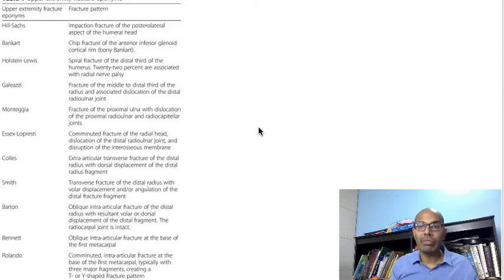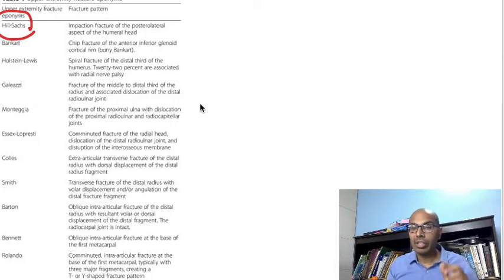There are multiple named fractures throughout the body, but let's go through some of the named fractures of the upper extremity. We will catch up with the named fractures of the lower extremity at a later point. What is a Hill-Sachs lesion? All of you know. Hill-Sachs lesion is a lesion that occurs when a repeated dislocation of the shoulder occurs, and there is an impaction in the posterior-medial portion of the head. That is called Hill-Sachs lesion. This occurs in anterior dislocation of the shoulder.